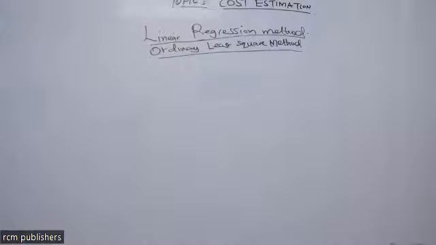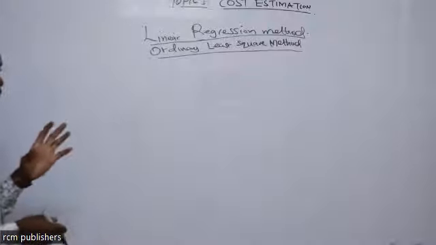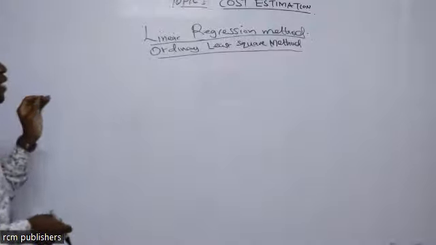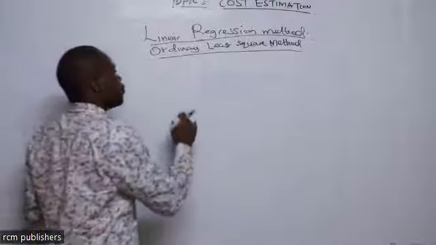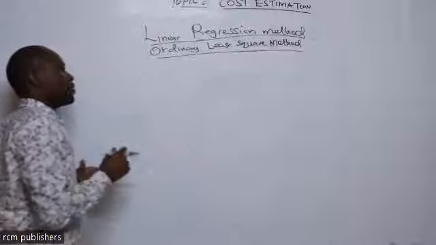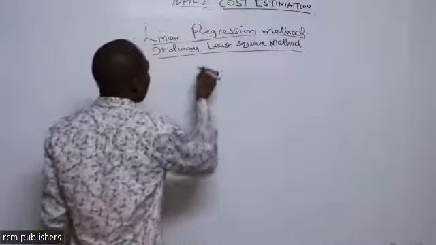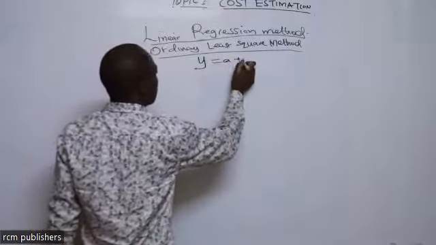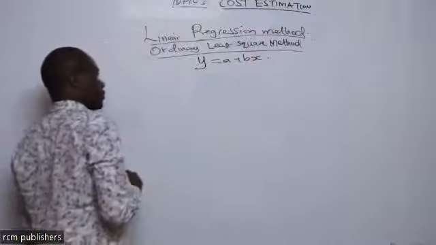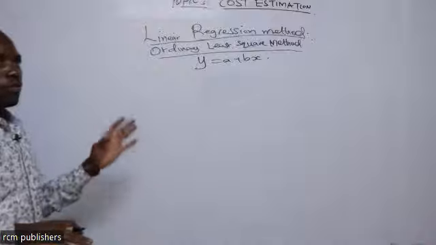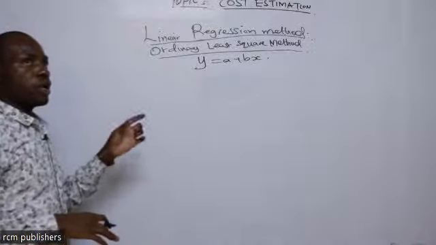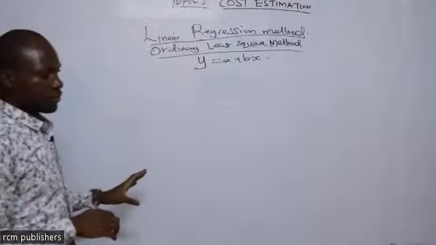So for the regression method, we have to know two things. We have to identify X and Y. Very important. We have to identify X and Y, whereby X remains to be the independent variable and Y remains to be the dependent variable. The final output of this particular method remains to be Y equal to A plus B X. That is the final output of this method. Y equal to A plus BX.